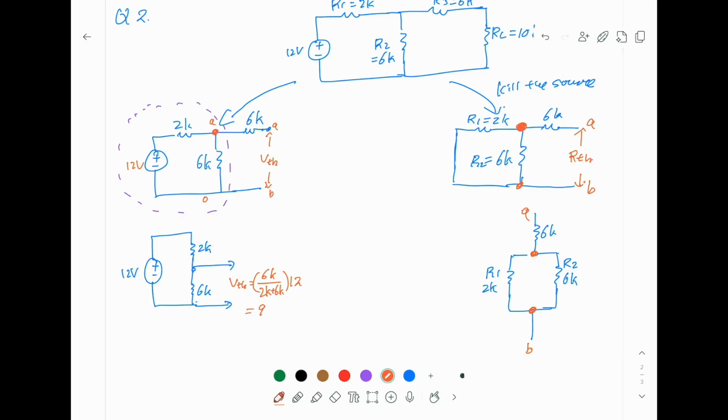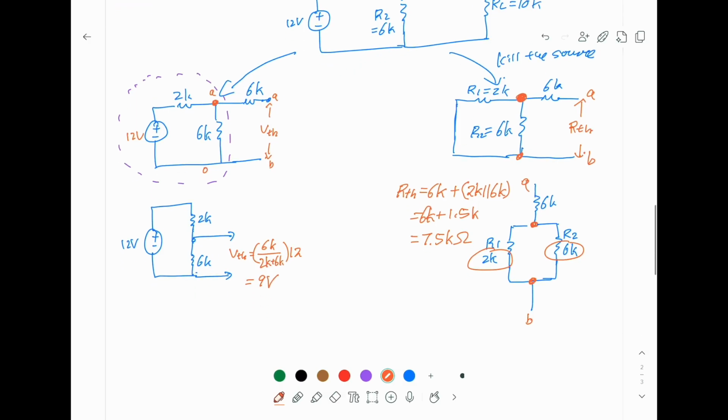Now once you decide this, it is easy. The Thevenin resistance is 6K in series. When you have resistors in series, you add them. These two resistors, 2K and 6K, are in parallel, so I put the parallel sign here. You can use your calculator to find the value of 2K and 6K in parallel. It's 2 inverse plus 6 inverse, then inverse, which gives 1.5, so this is 1.5K. So your overall is 7.5K ohm. Don't forget the unit. Okay, this is 9 volt, beg your pardon.